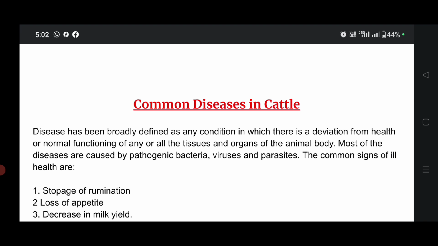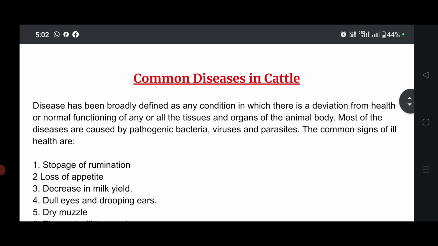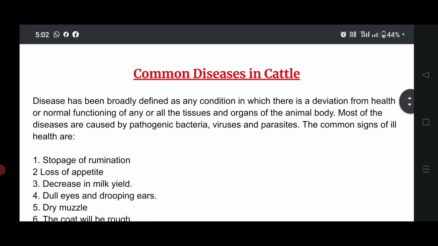Common diseases in cattle. Disease has been broadly defined as any condition in which there is a deviation from health or normal functioning of any or all the tissues and organs of the animal body. Most of the diseases are caused by pathogenic bacteria, viruses and parasites.